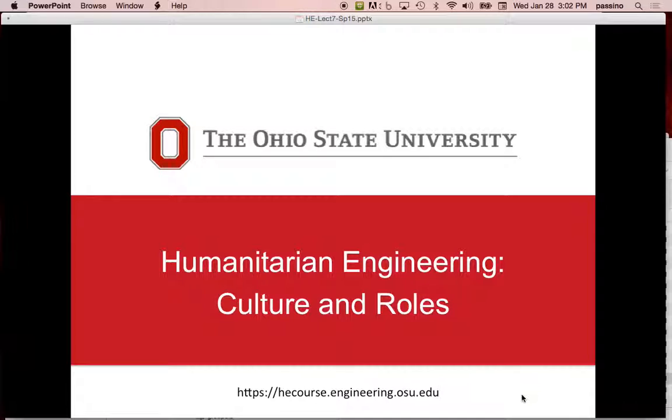How many Somalis are in Columbus? 55,000. Okay, a lot. There's a lot of Hispanics in Columbus, okay? So there's a lot of culture here, right in Columbus.